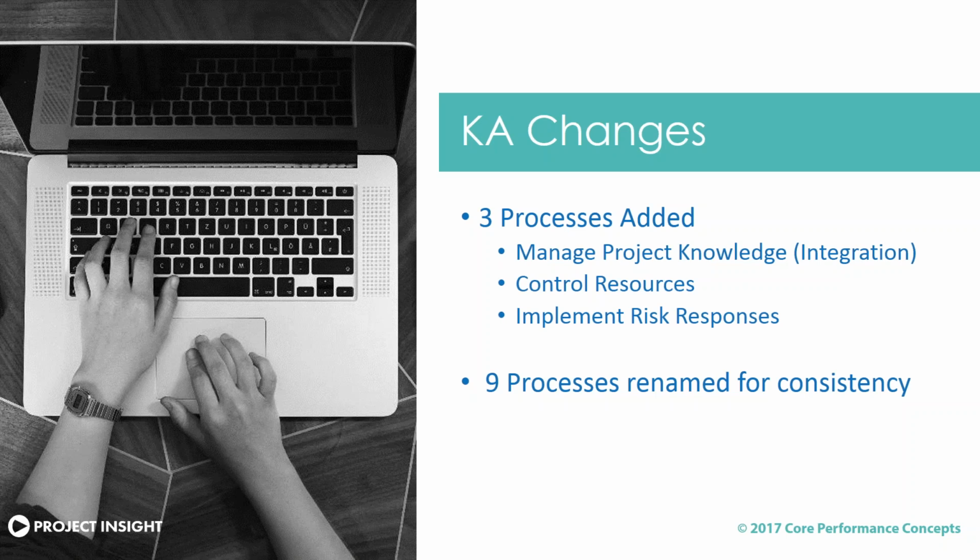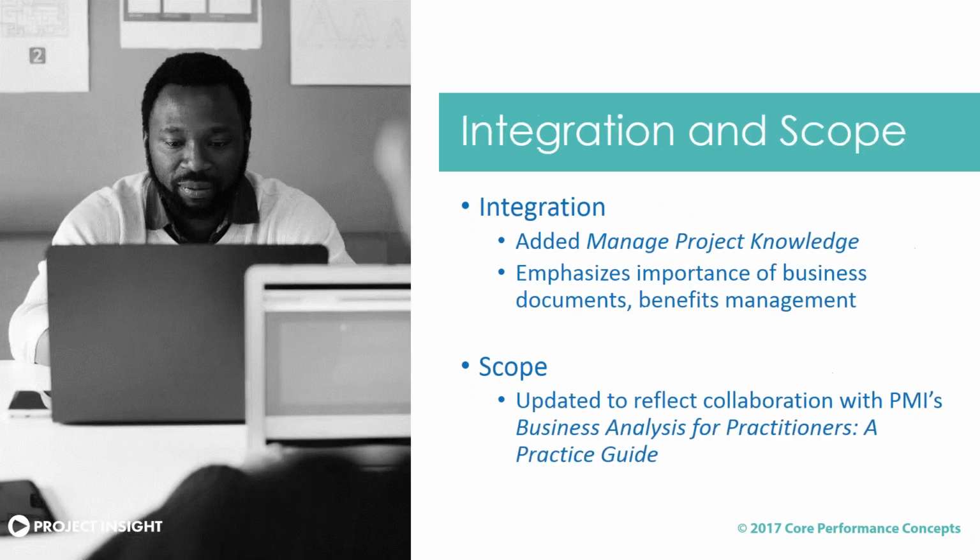So the new processes are manage project knowledge, added to integration, recognizing that all the documents, all the information that you collect, change, modify, track during a project is important to keep updated and to control. Recognizing that, they added a process there. Control resources was added, and implement risk responses. And we'll talk about some of these others as well as what they renamed when we talk about each knowledge area. So the first 2 are integration and scope.